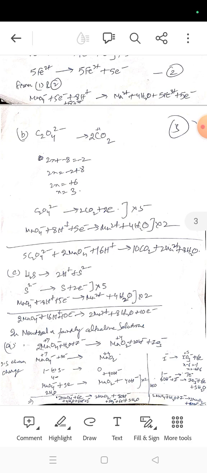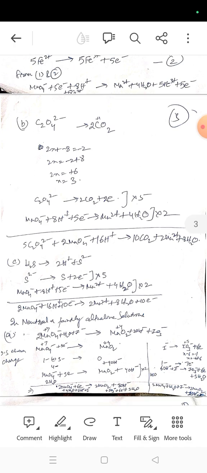In the C, it is 2 MnO4- plus 16H+ plus 10 electrons gives you 2 Mn2+ plus 8H2O plus 10 electrons.